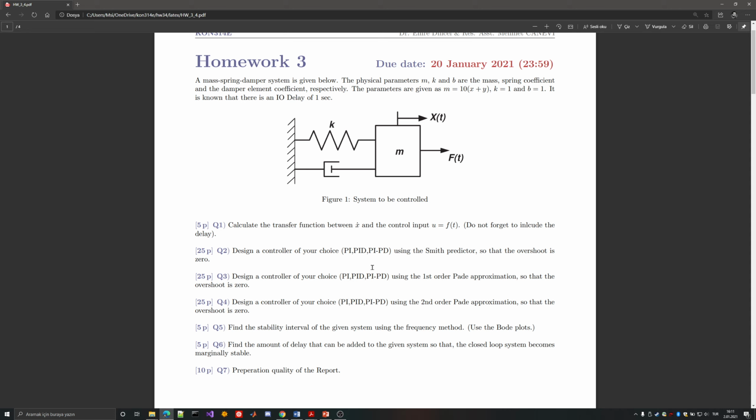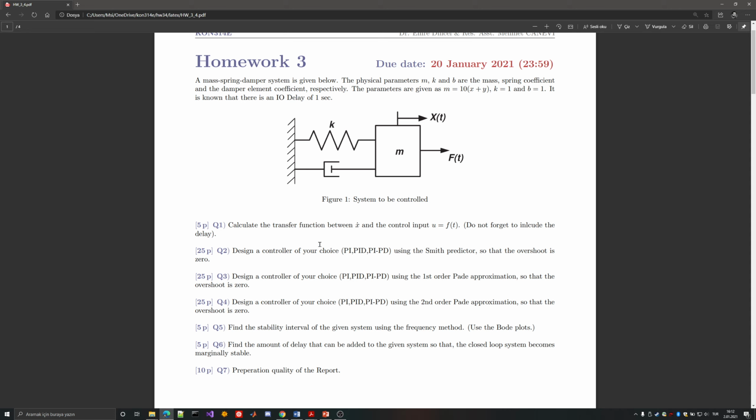The second question is to design a controller. You can choose any controller from this family here: the PI, the PID, or the PIPD. It's up to you. And you're asked to use the Smith predictor. Our requirements are as follows: overshoot equals 0. You know what this means, but you're not given a settling time or rise time value, which means that you have to choose it so that the overshoot will become 0, or at least as close as possible to 0. So there is no settling time, which means that you have a free parameter here.